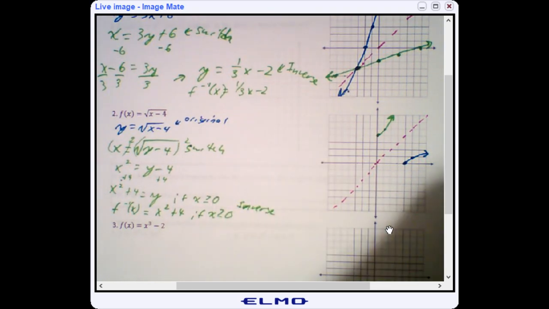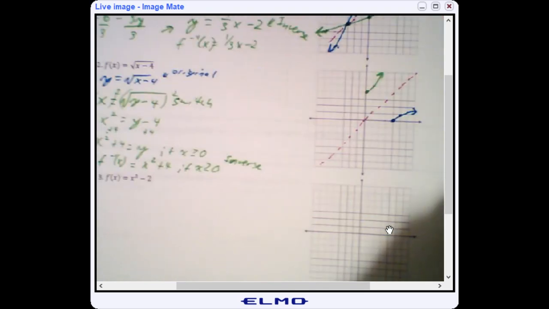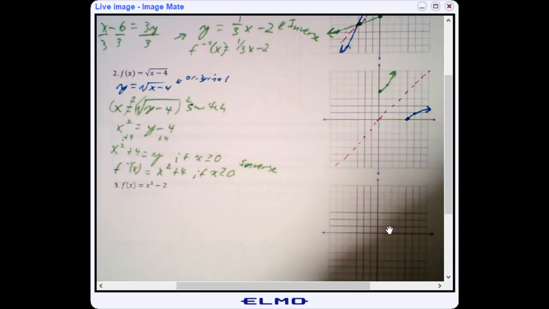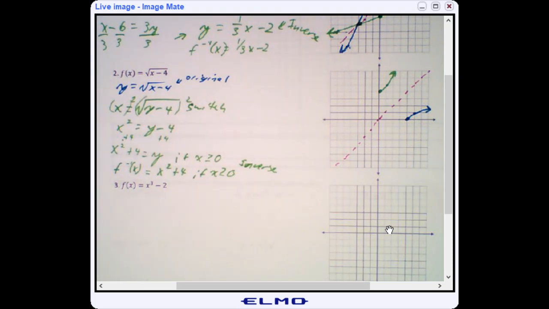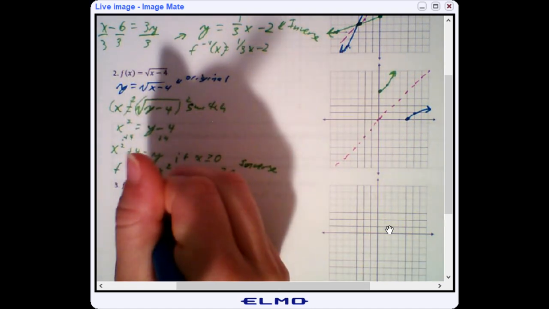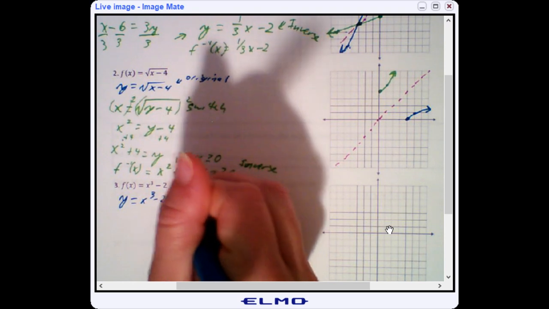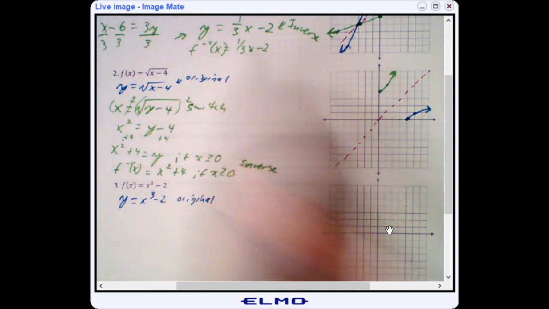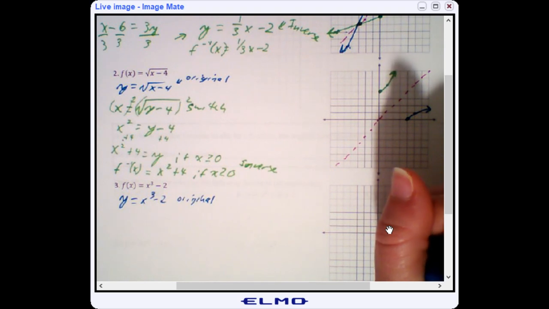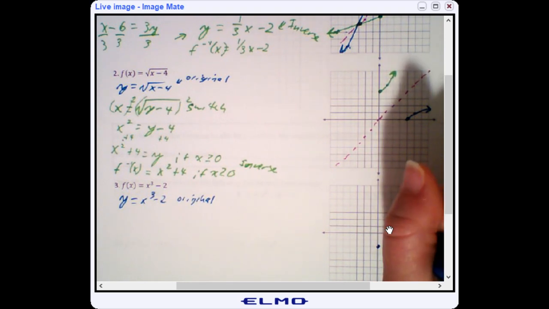For 3, we got f of x equals x cubed minus 2. So again, I like to find my y first and write that down. So we know y equals x cubed minus 2. This is my original. And I can graph that, so I know I'm going to go down 2. And I'm doing my cubic function.